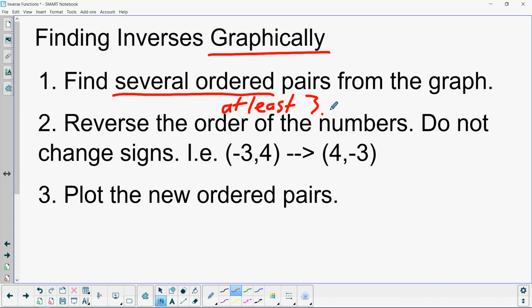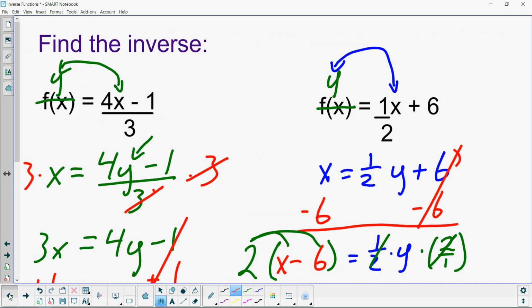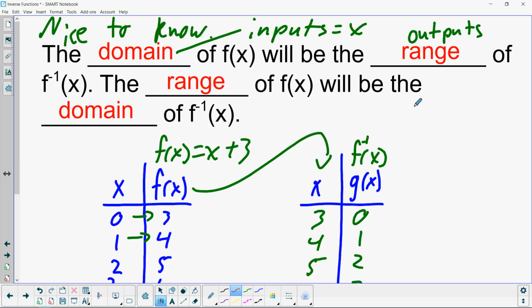Once you have your list of points, we're going to reverse the order of the numbers. Do not change signs. Don't change them to negatives. Don't turn them into fractions. Just take these two numbers and switch their position in the ordered pair. This is your inverse. This goes back to this nice to know idea. The domain of the original will be the range of the inverse, and the range of the original will be the domain of the inverse.